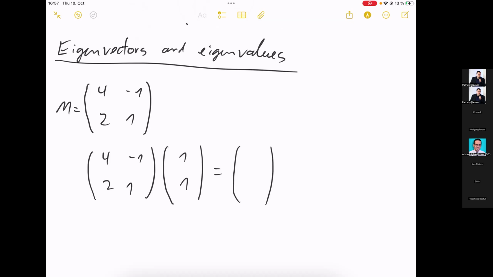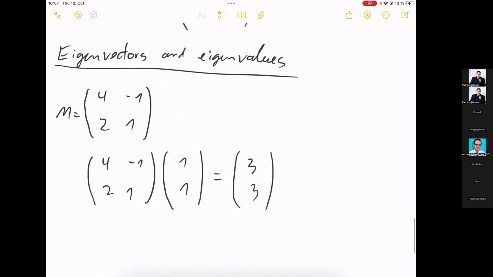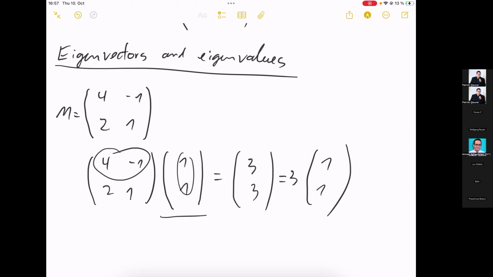We'll just do it again as another revision, and we already got the right answer. It's 3, 3, because I have these ones here and here, so it's 4 times 1 minus 1 and 2 times 1 plus 1, so it's 3, 3. And here we can factor out the 3, and it's 3 times 1, 1. And we see something interesting: we took 1, 1, and we multiplied it from the right with this matrix, and we got 3, 3, or 3 times 1, 1.